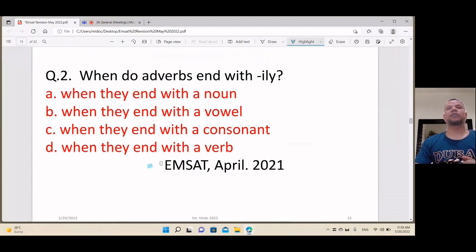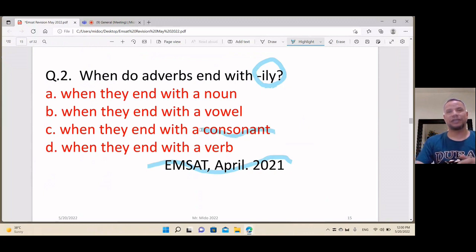Next, in EmSAT April 2021, when do adverbs end with ILY? Okay, if I have the adjective happy and I want to change it to be an adverb, you add ly, so I say happy, happily. But the last letter of happy is Y. The letter before Y is P. P is a consonant. Consonant means not a vowel.